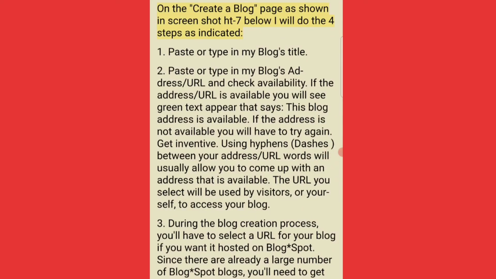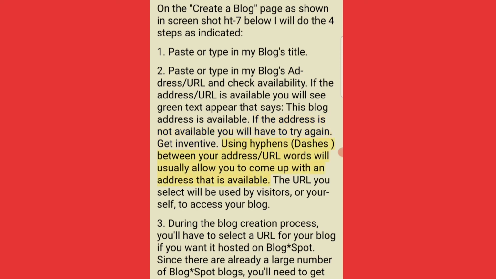On the Create a Blog page, as shown in screenshot HD7 below, I will do the 4 steps as indicated. 1. Paste or type in my blog's title. 2. Paste or type in my blog's address, URL, and check availability. If the address, URL is available, you will see green text appear that says, "This blog address is available." If the address is not available, you will have to try again.